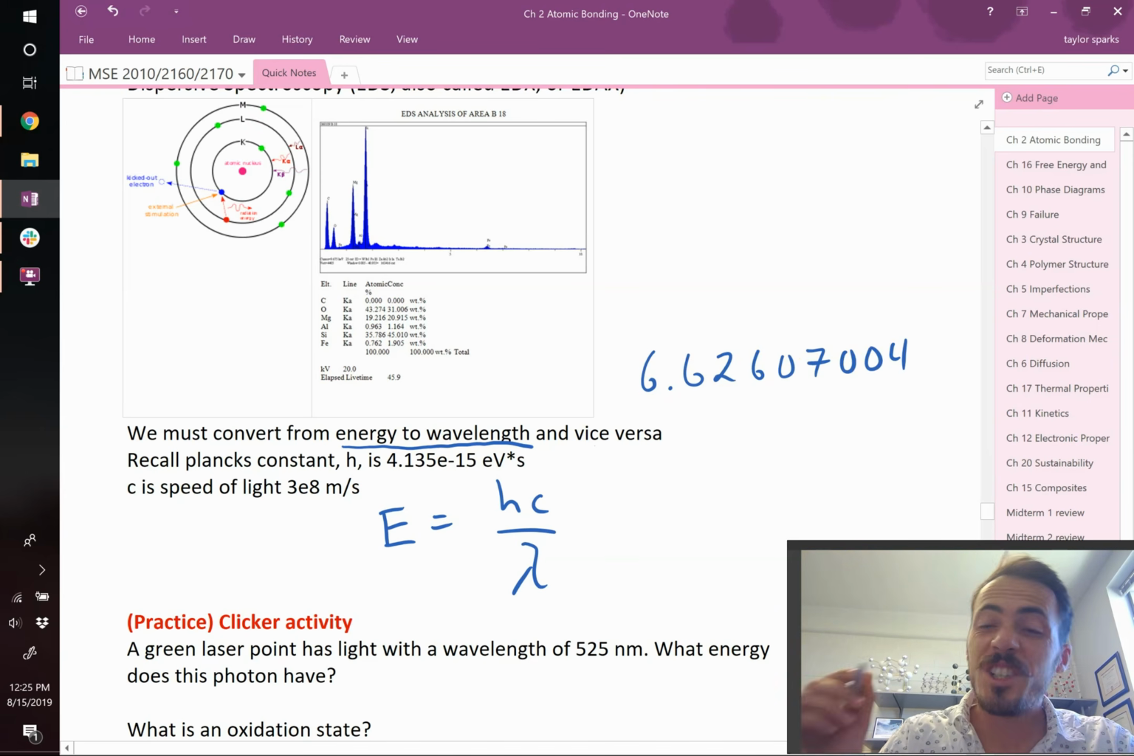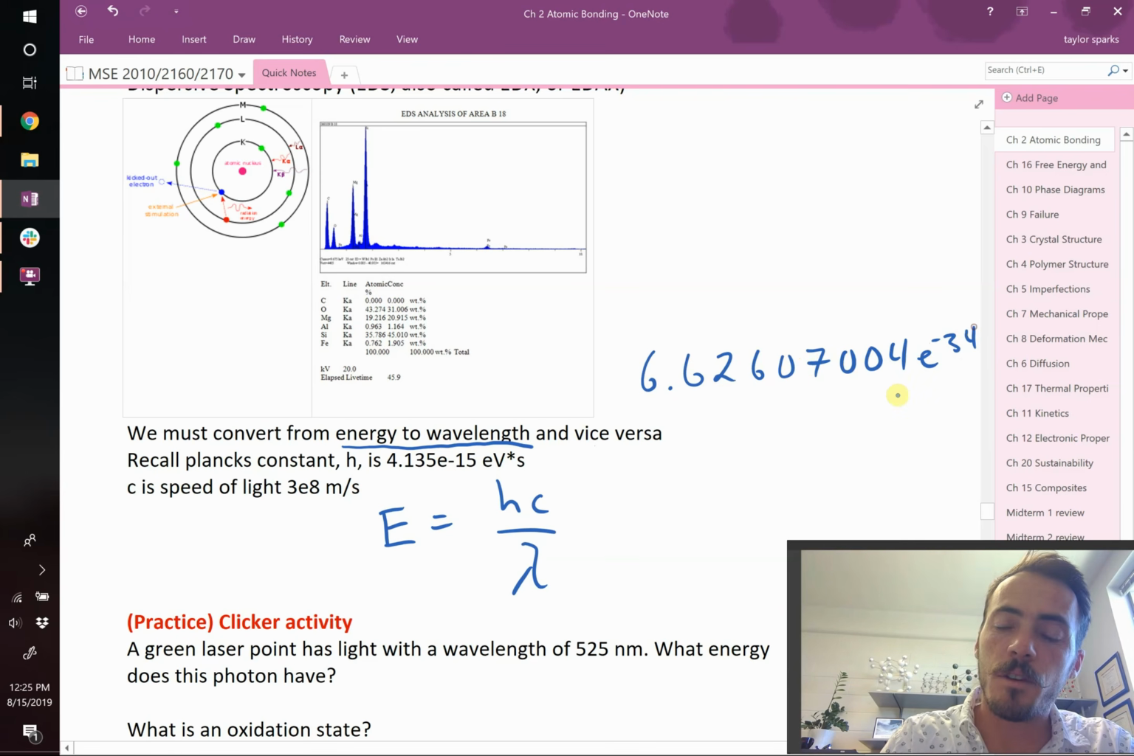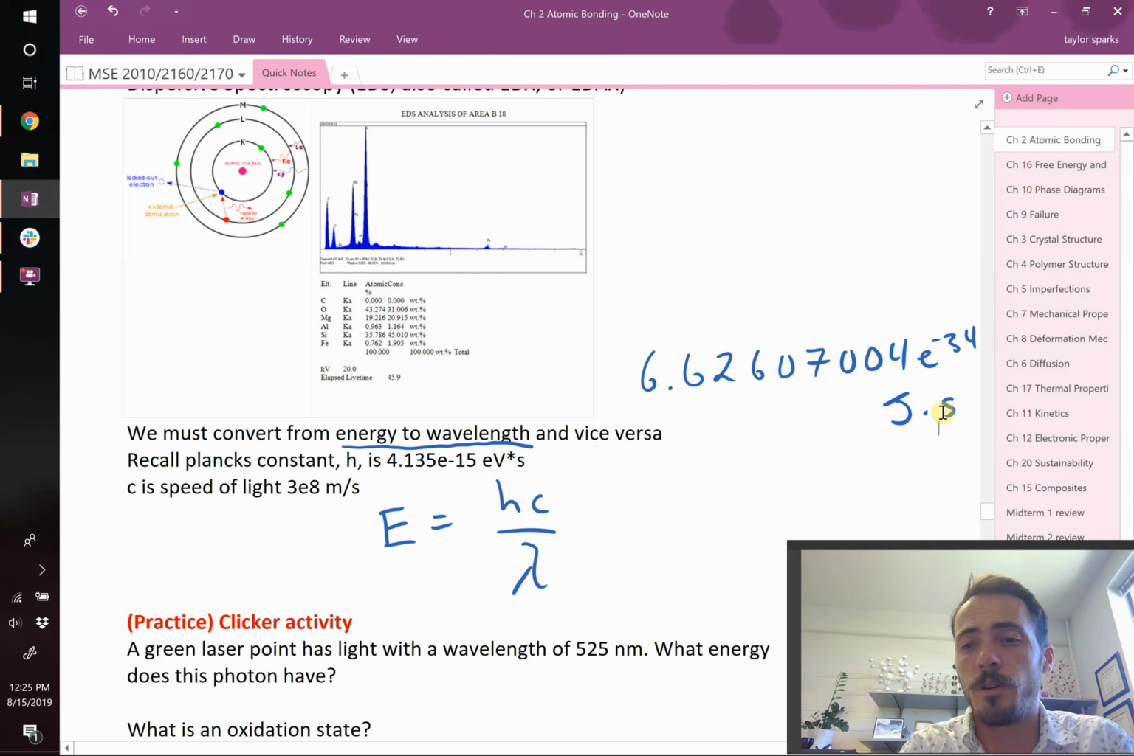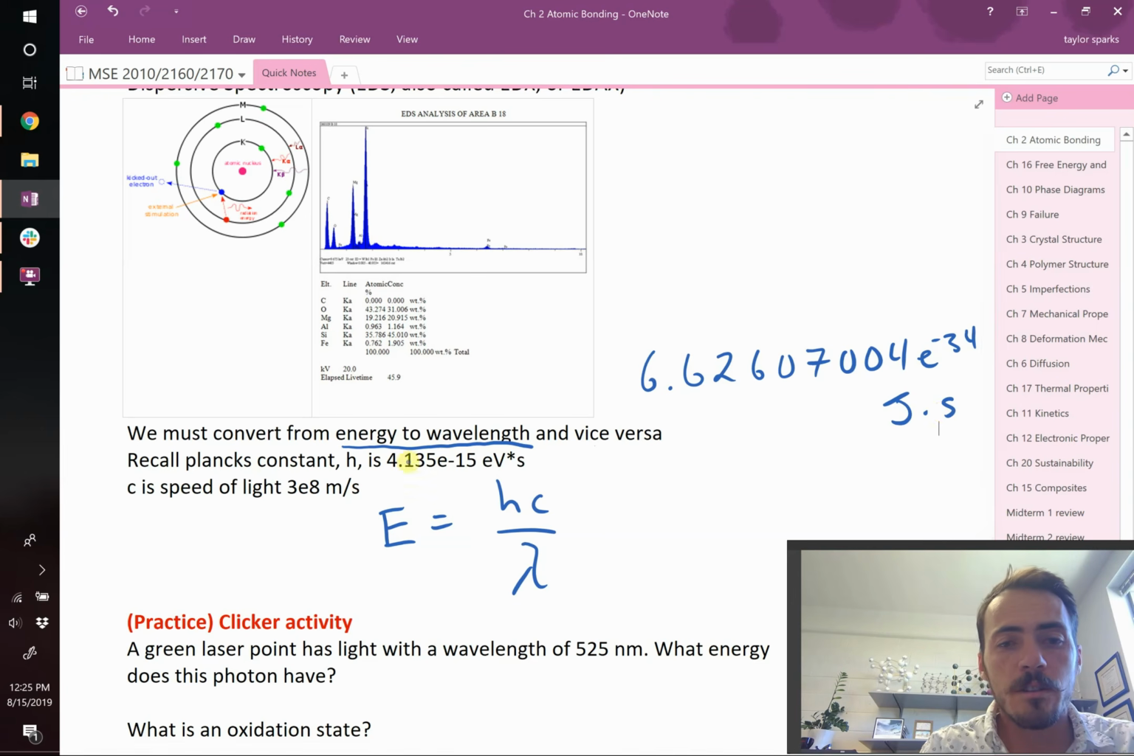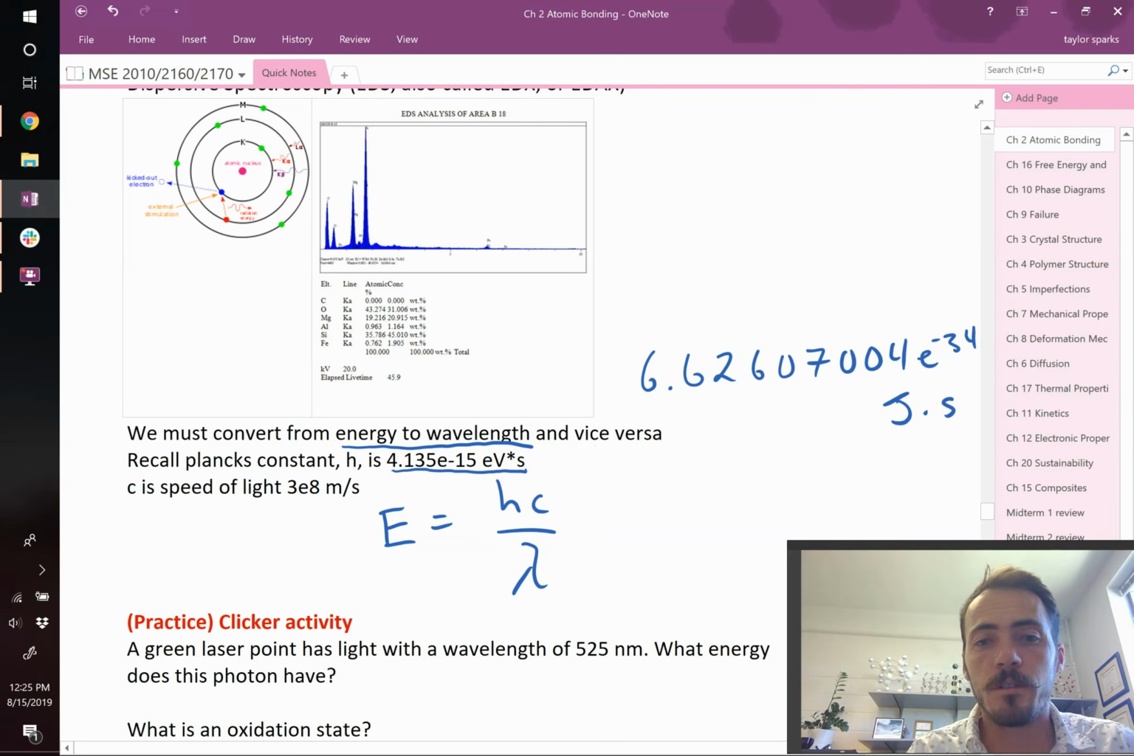626070004, which is wrong because that's not the answer. It's actually that times e to the negative 34 joules times seconds, because units matter, as we will learn in this class. Now, that is joules times seconds. But when we're talking about energy differences on an atom basis, it makes way more sense to convert that into electron volts. So here's Planck's constant for us in electron volts.